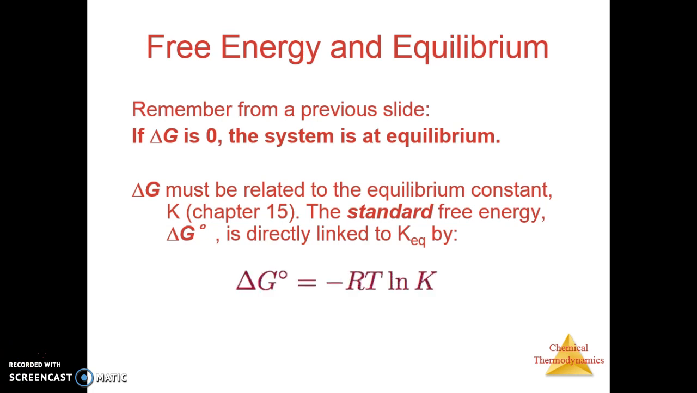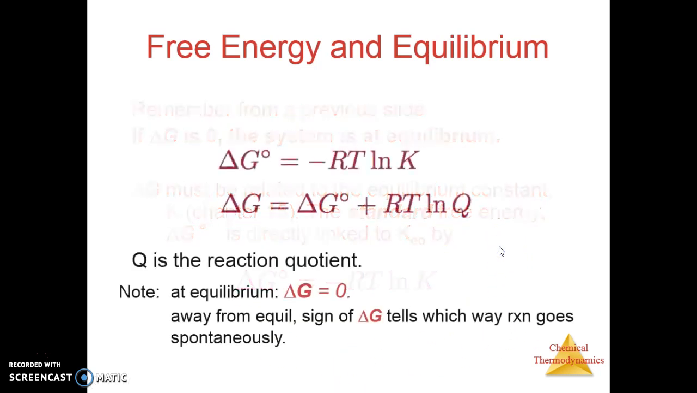And that relationship can be represented by the following equation. Delta G naught is equal to negative RT ln of K. R is the gas constant, T is temperature, and obviously K is the equilibrium constant. So here is an equation that lets us relate equilibrium and thermodynamics. If you remember, delta G naught is equal to negative RT ln of K, and that's at standard conditions.